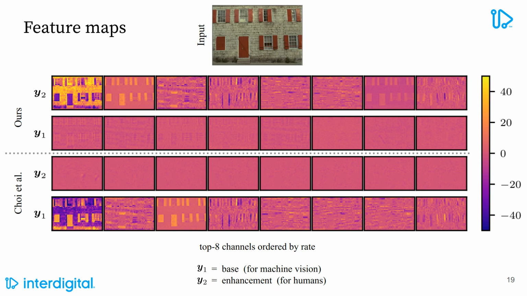Conversely, the configuration we tested for Choi et al. shows the opposite. y1 contains more information that is not relevant to the machine task. Thus, our model shows better specialization to the machine task.